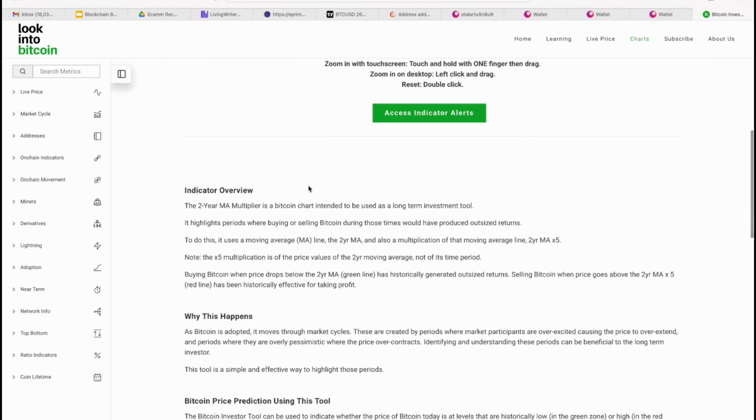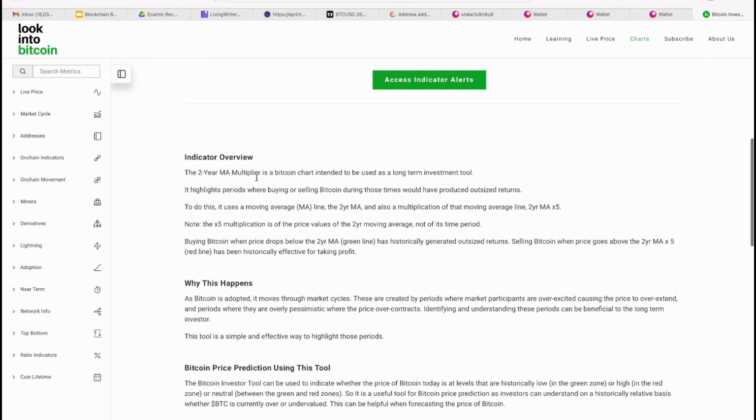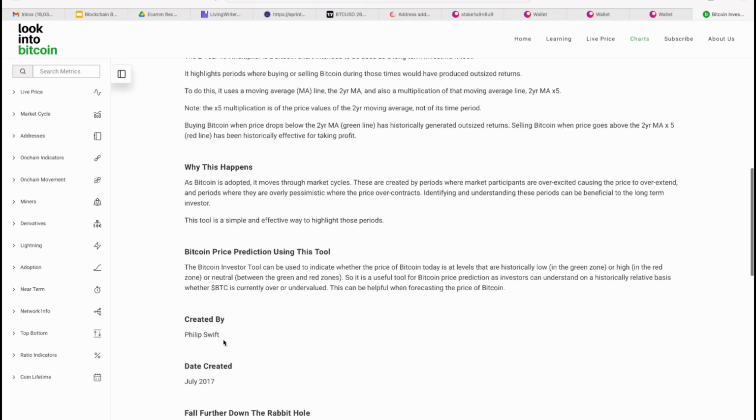Let's look at the indicator overview. The 2-year MA multiplier is a Bitcoin chart intended to be used as a long-term investment tool. It highlights periods where buying or selling Bitcoin during those times would have produced outsized returns. To do this, it uses a moving average, that's the MA line, the 2-year moving average, and also a multiplication of that moving average line, the 2-year moving average times 5. This is created by this guy here. He created it in 2017.